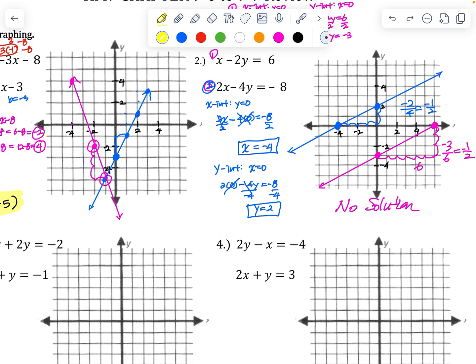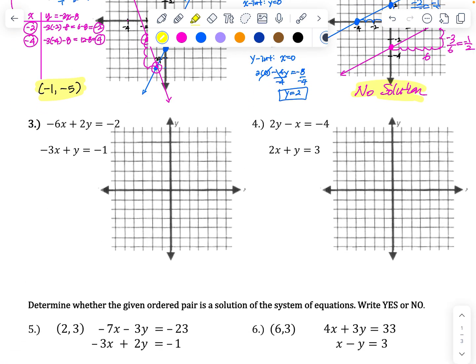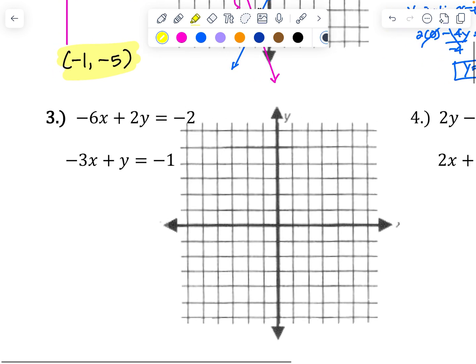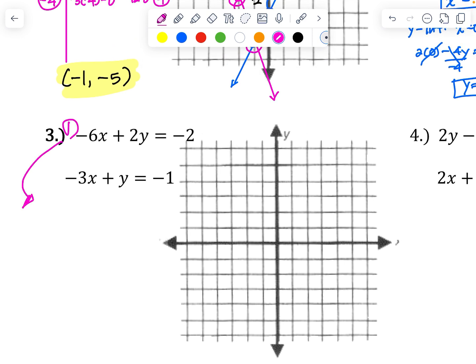Oops, I meant to grab the highlighter. All right, next one. For the first equation I'm going to use the x- and y-intercepts, and for the second equation I think I'm going to use the slope-intercept form. So anyways, let me do number 1.